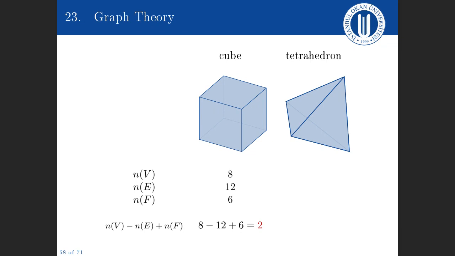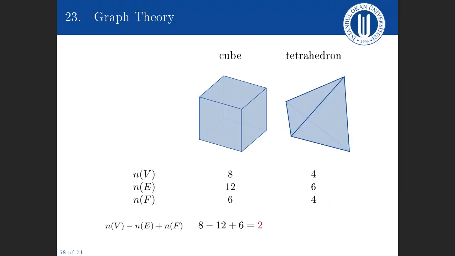How many vertices are there? 4. How many edges? We count them on the picture. 1, 2, 3, 4, 5, 6. And how many faces? 4. And then we do Euler's formula, number of vertices minus number of edges plus number of faces. And we get 2 again. Maybe that's a coincidence. Let's try again.